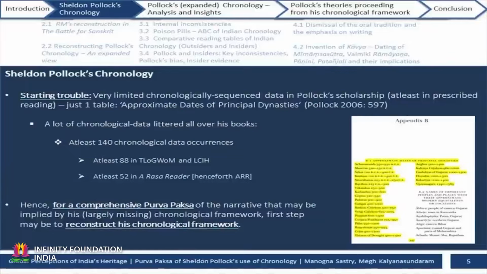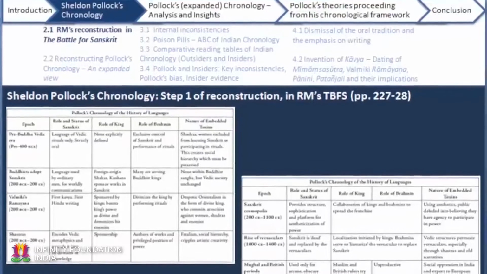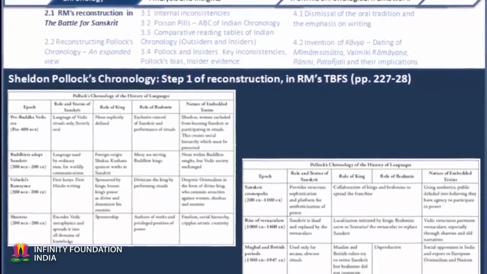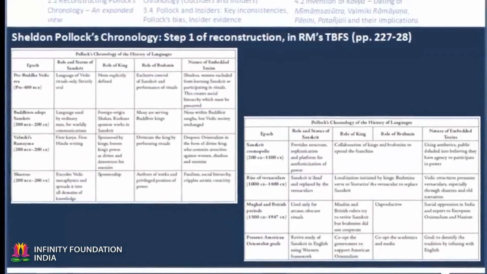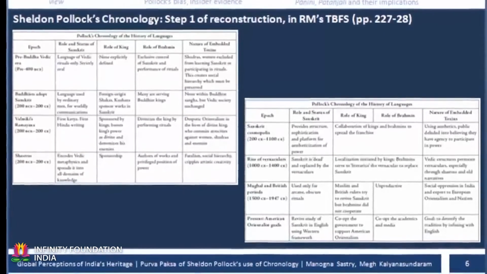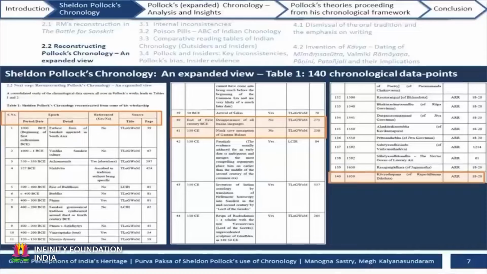Before getting to a reconstruction of Pollock's chronological framework, one prior effort in this direction is found in pages 227 to 28 of The Battle for Sanskrit by Sri Rajiv Malhotra, an 8-row table covering epochs from pre-Buddha Vedic era until present Orientalist American goals, a starting point we found quite useful. Now, table 1 in our paper, which has 140 rows, contains not only chronologically sequenced data, but also tabulation of where in Pollock's scholarship the data can be found. 40 of these 140 occurrences in table 1 belong to BCE period.